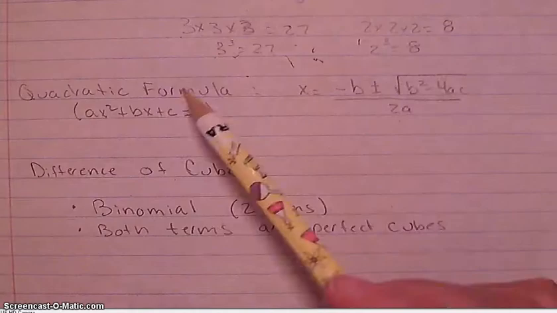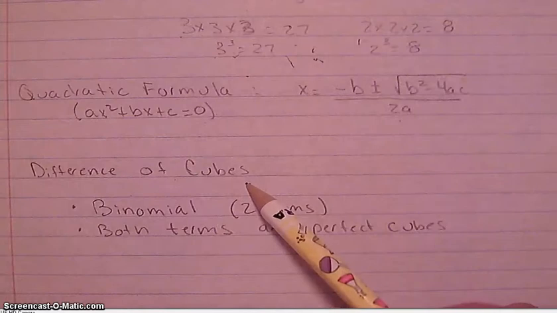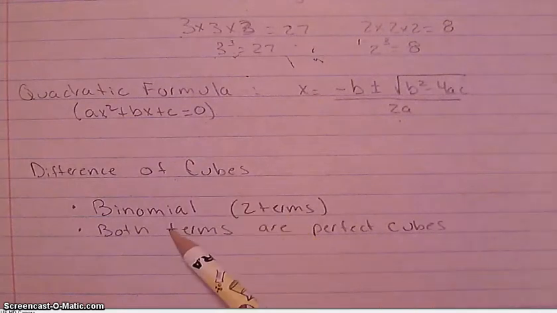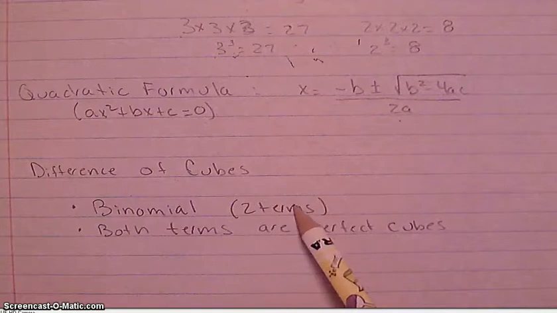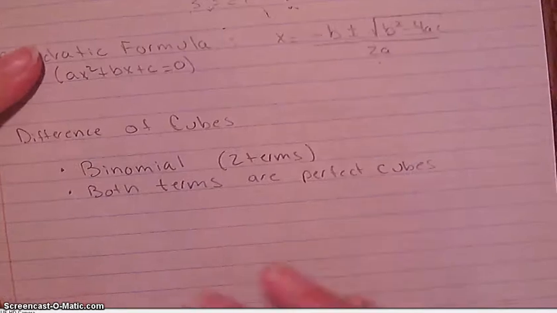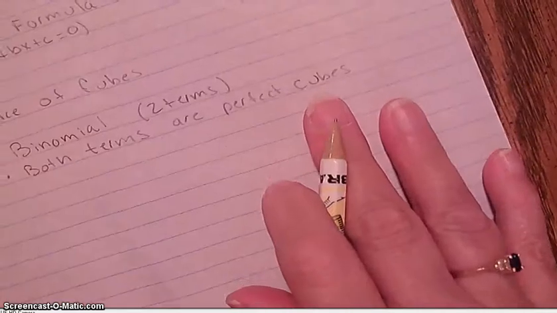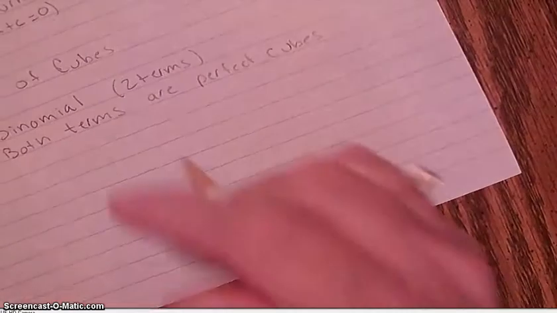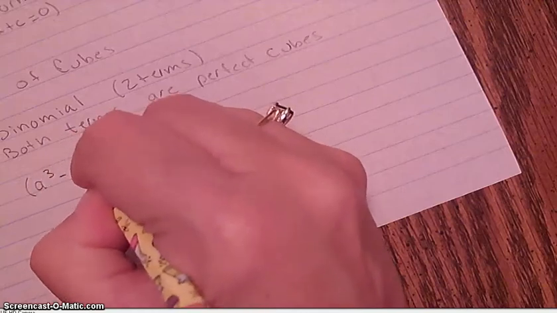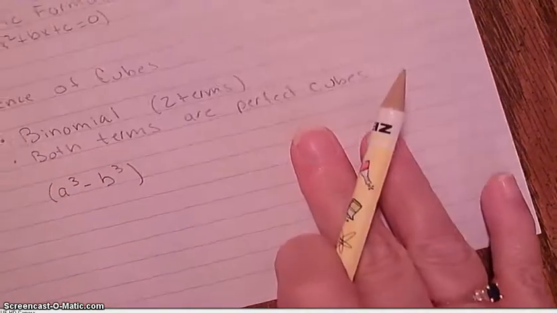Okay, so when we have a difference of cubes, just like when we had a difference of squares last night, you're going to have a binomial, which is 2 terms, and both terms are going to be perfect cubes. So this is the form you're going to memorize. When you have a difference of cubes, you have a cubed minus b cubed.